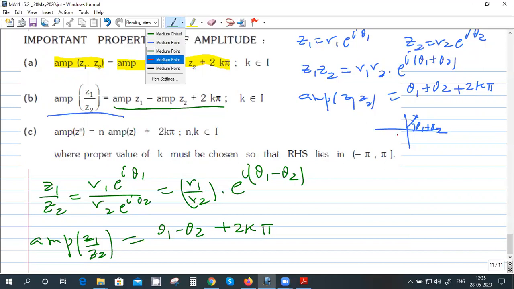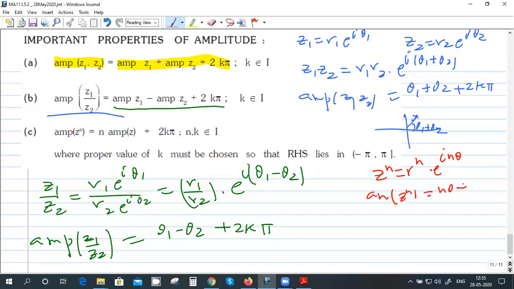Done. So z raised to the power n is r raised to the power n into e raised to the power i n theta, right? That is theta plus theta, n times. So the amplitude of z raised to the power n is n theta and then circles, 2k pi. And theta is the amplitude of z. Okay, this n is different, and that's why you're using k.